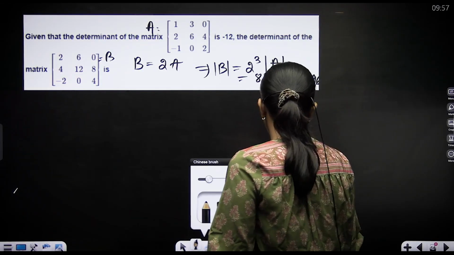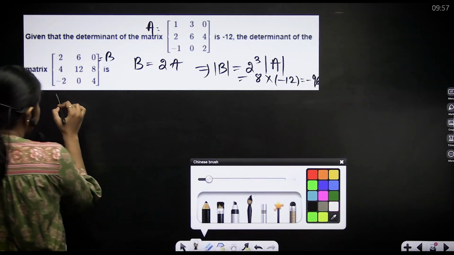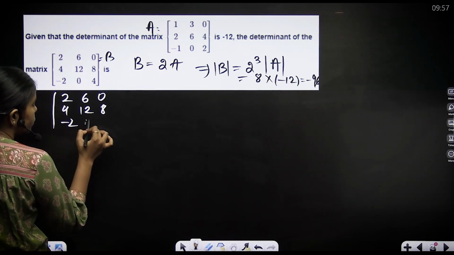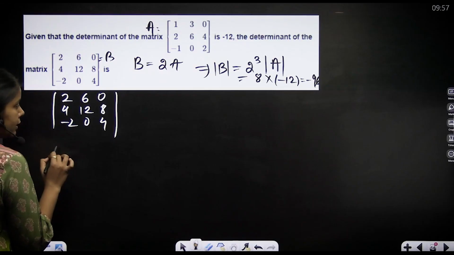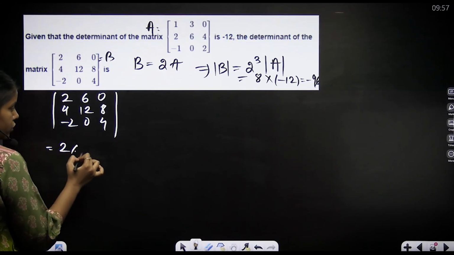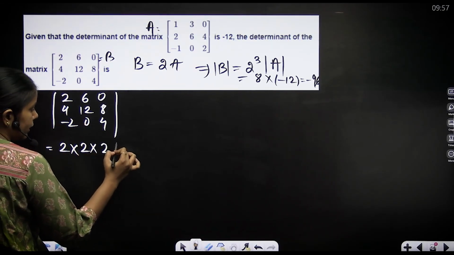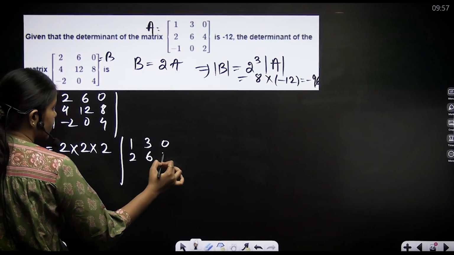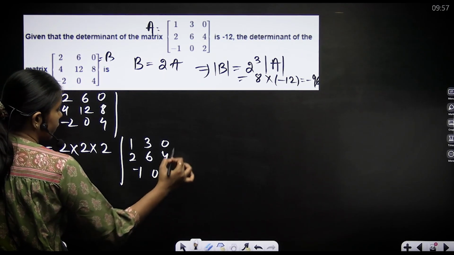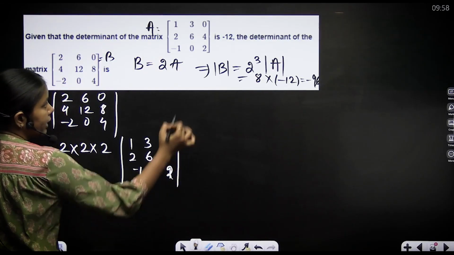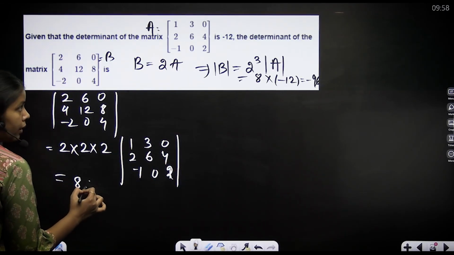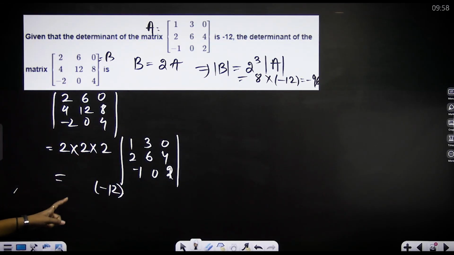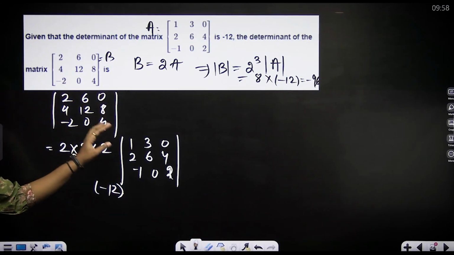This is one way. Or, to make this determinant [2 6 0; 4 12 8; -2 0 4], try to convert it into this format. I'll take 2 common from the first row, 2 from the second row, and 2 from the third row, leaving [1 3 0; 2 6 4; -1 0 2], and I know this determinant is given to me as minus 12. Same thing as what we did here, but instead of writing B is equal to 2A, we just take out the common factor.